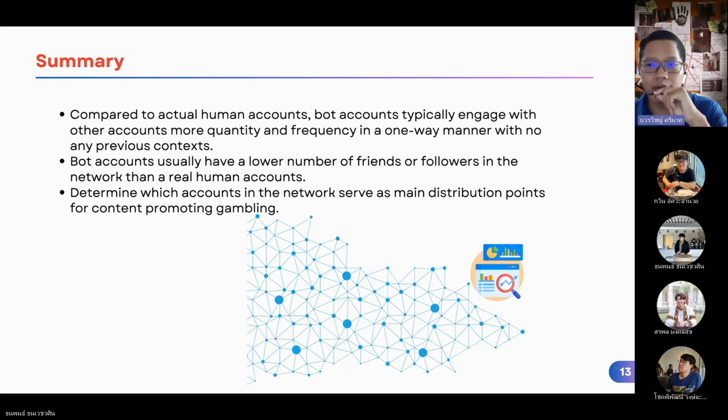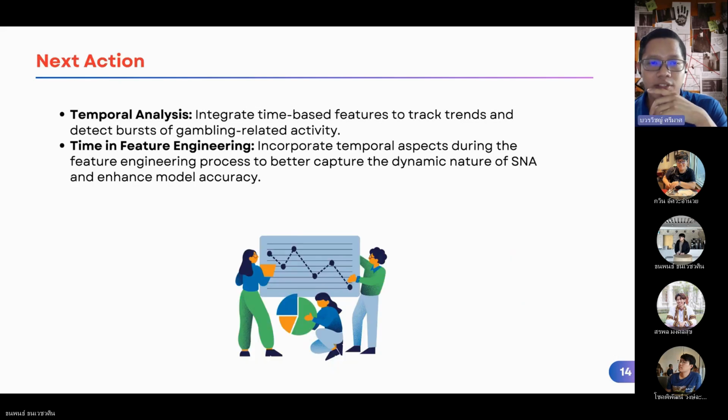First, compared to real human accounts, bot accounts typically engage more frequently and in higher volumes with other accounts in a one-way manner with no previous context. Next, bot accounts generally have fewer friends or followers within the network compared to real human accounts. Next, we identify accounts within the network that act as key distribution hubs for content promoting gambling websites. However, the results aim to provide actionable insights for relevant stakeholders to take further steps. Now, the next action page.